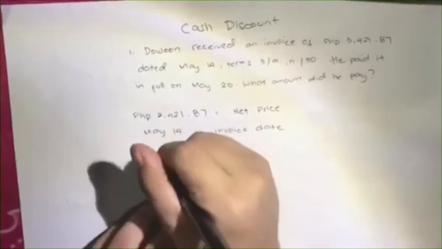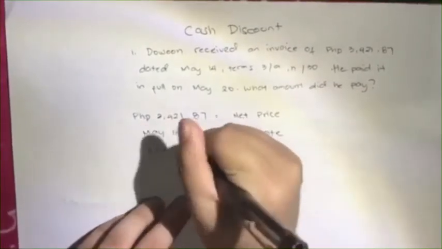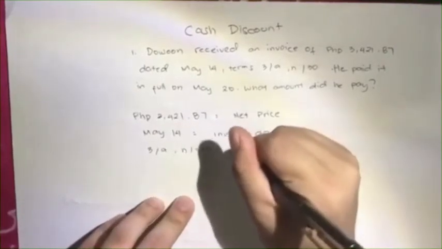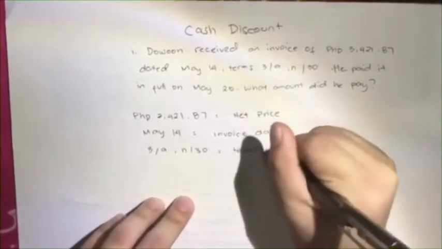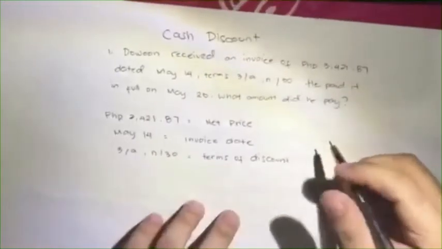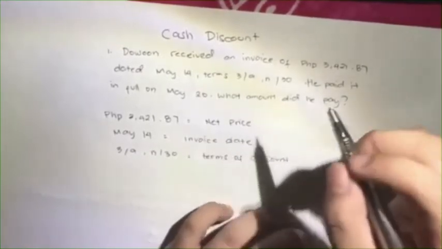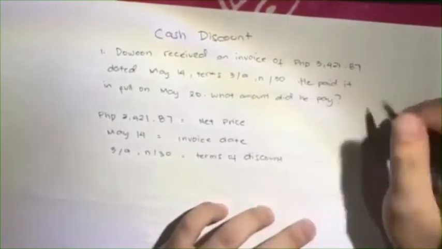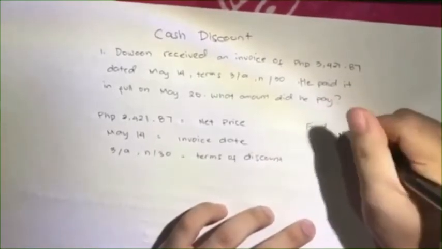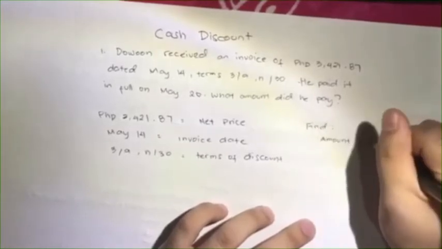So, meron tayong 3 and 9 and N30, our terms of discount. So, yung tinatanong, magkano yung binayaran niya nung nagbayad siya May 20. So, let's find the amount payable, yung total na binayaran niya.